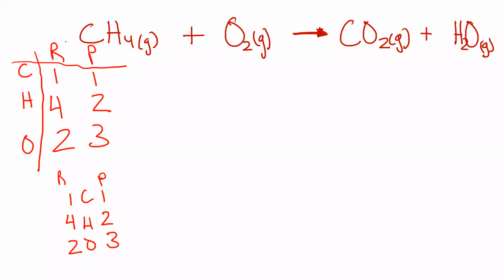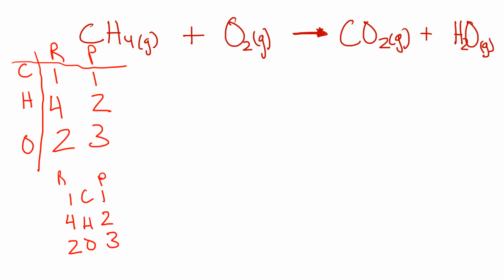If I put a 2 in front of this CH4, that means now I have 2 carbons and now 8 hydrogens. Okay? If I put a 2 in front of this oxygen, yes, I've got 4 oxygens, but that means I've only changed the number of oxygens. So save the elemental thing for last. That will be the easiest to balance. Start with something that's harder.